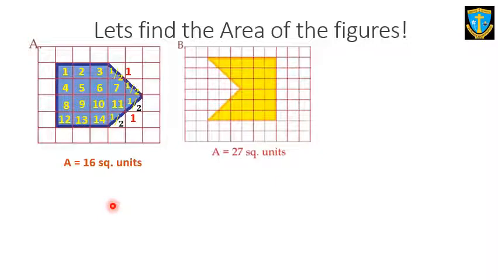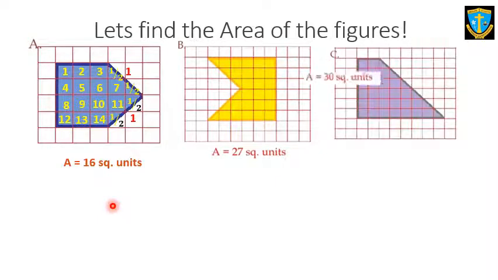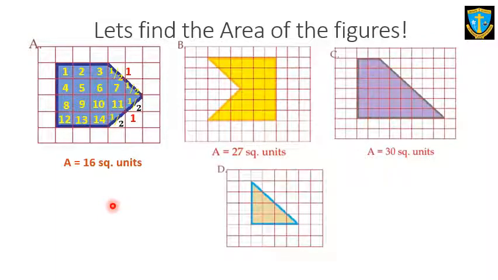The next one I have counted for you. It is 27 square units. The third one is 30 square units, and the last one we shall count together. First let's count the full squares: 1, 2, 3, 4, 5, 6. These half and half make 1, and these half and half make 1. So 6, 7, 8. 8 square units.